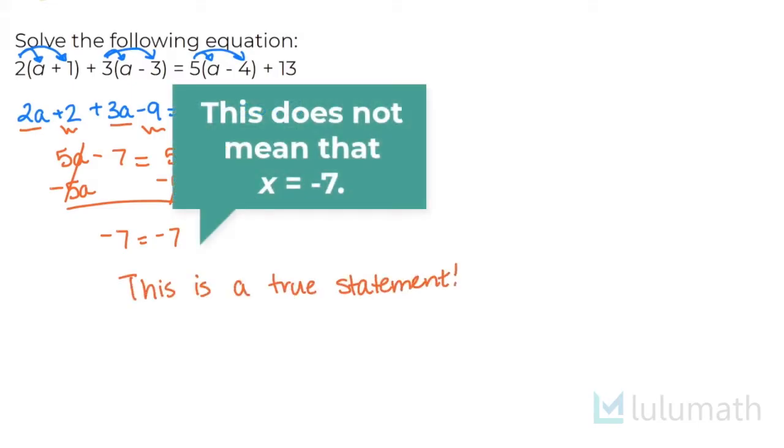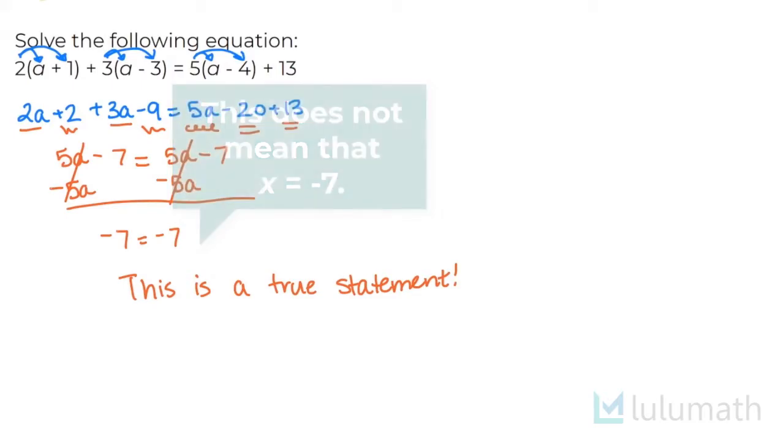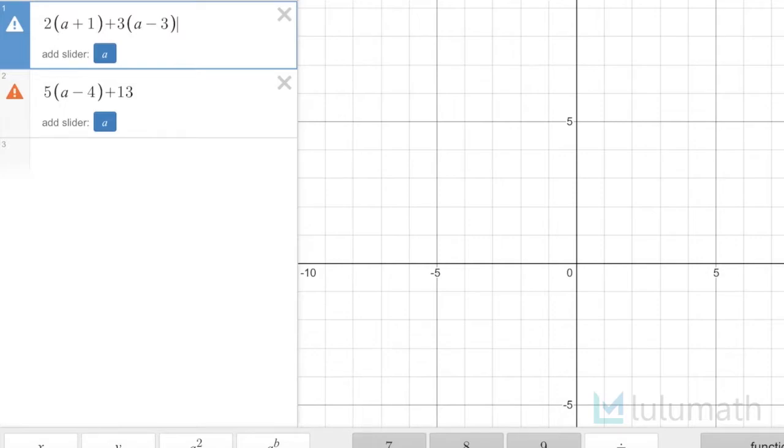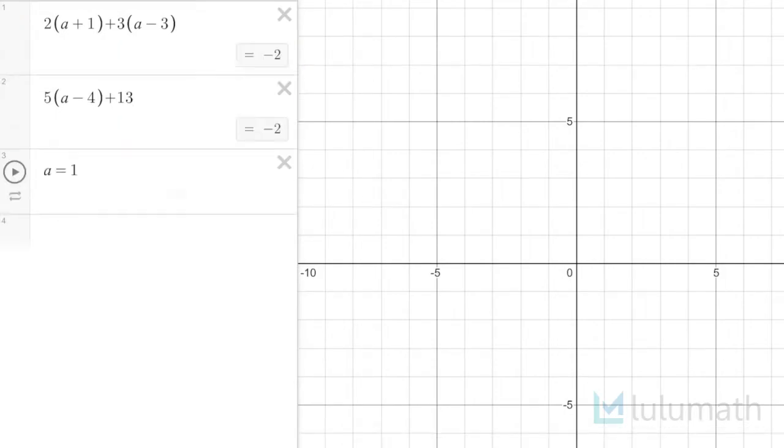So since this is a true statement, what does that tell us? Let's take advantage of some technology that we can use to see what this really means. If you see here, I'm using Desmos, and on the top line, I took the left side of the equation and I wrote it out. And on the second line, I took the right side of the equation and I wrote it out. And I'm going to add a slider for a.